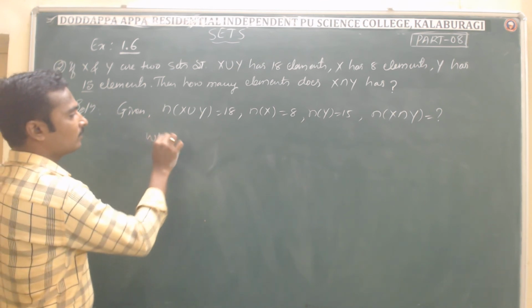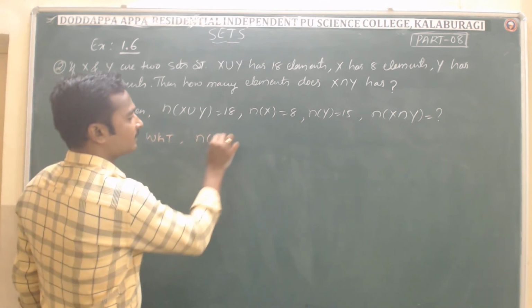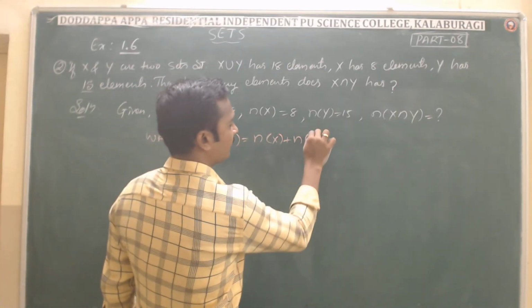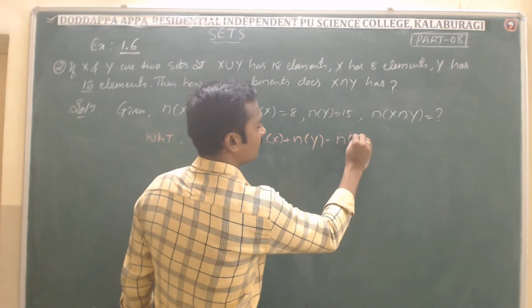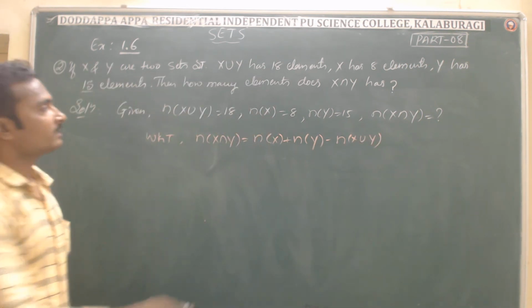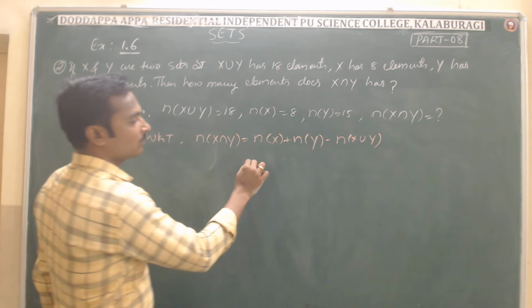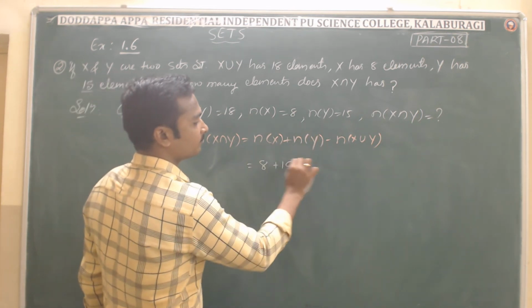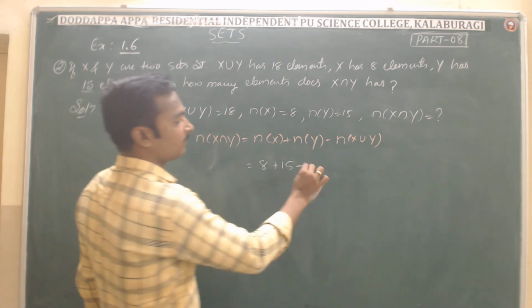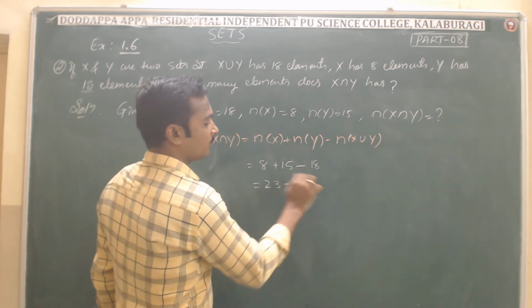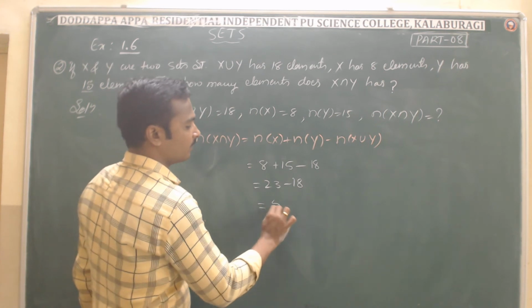We know that n of x intersection y is equal to n of x plus n of y minus n of x union y. So according to this formula, let's substitute the above values. n of x is 8, n of y is 15, minus n of x union y is 18. So 8 plus 15 is 23. 23 minus 18 is 5.